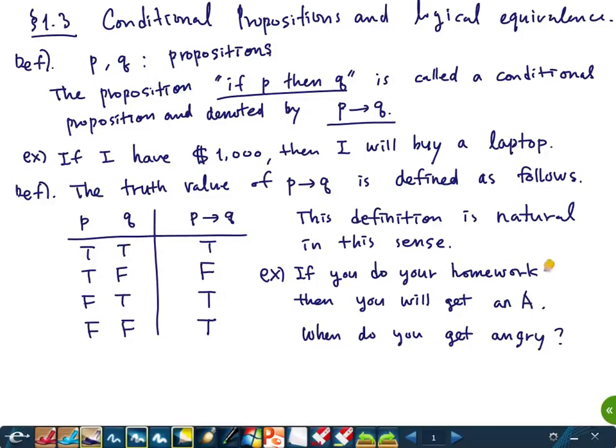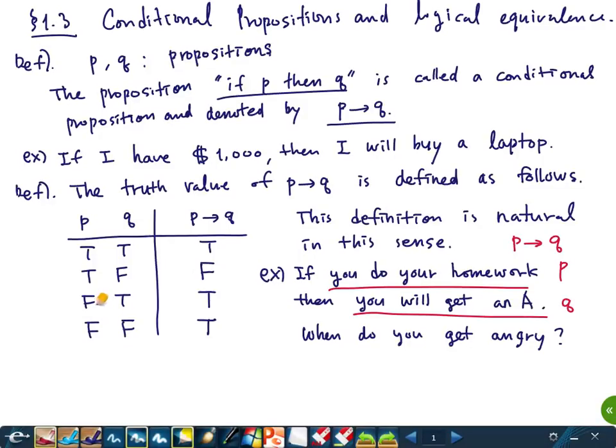Let's look at this. This is P, right? You do your homework is P, you get an A is Q. So this is basically the form: if P, then Q. You did your homework, you got an A. Are you angry about this? This is okay. If it's okay, then it's true. You did your homework, but you didn't get an A. You will be very mad at me, right? You will say I am a liar. So this is false, because you are very angry this time.